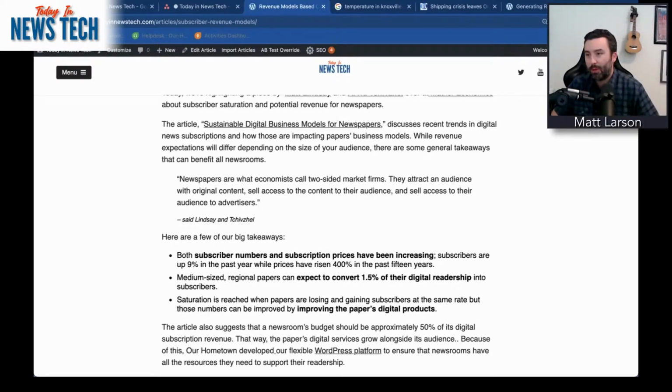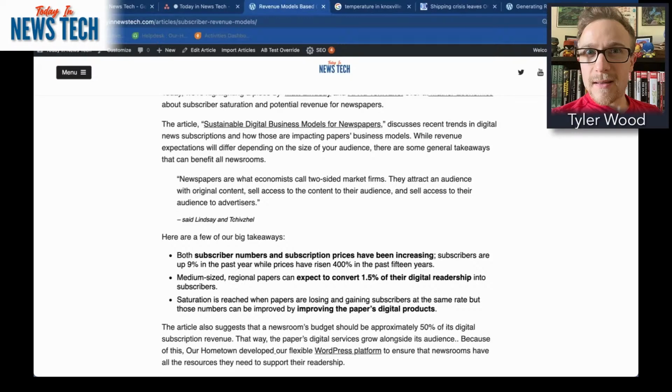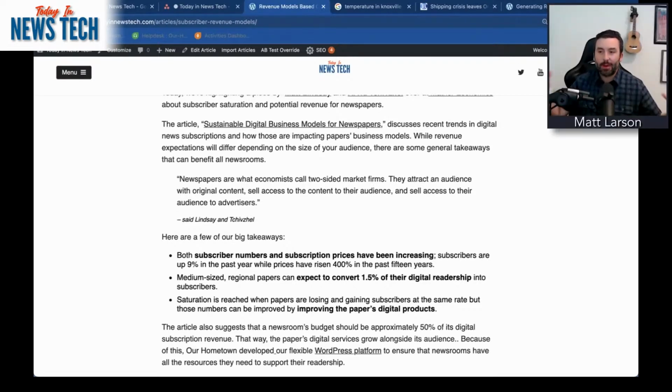Let's wrap this up here with the third point. Saturation is reached when papers are losing and gaining subscribers at the same rate. Okay. Losing and gaining just print subscribers or digital subscribers? Okay. So essentially you'll always be losing some subscribers, but as you start out, you're going to be gaining more than you lose, but then eventually you'll reach a point where you're losing as many as you're gaining. So you've hit a peak. Stable. And this is interesting. I think about this for any business, like at our hometown.